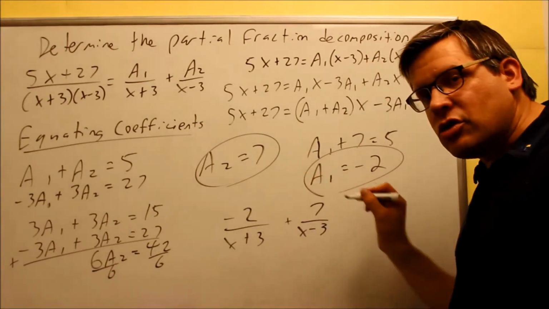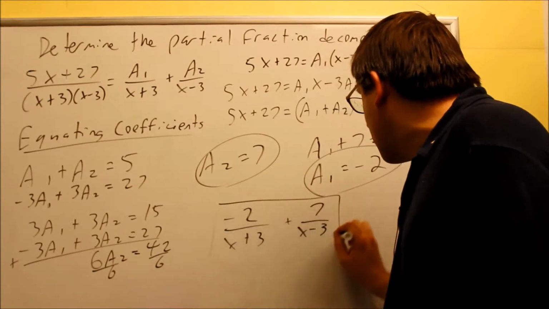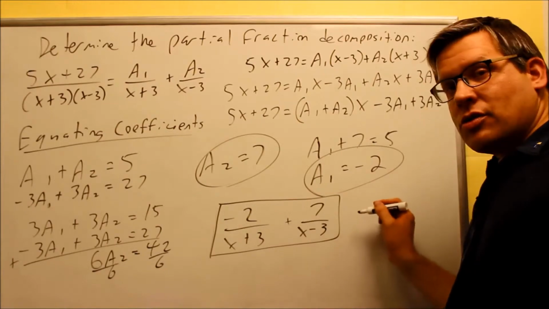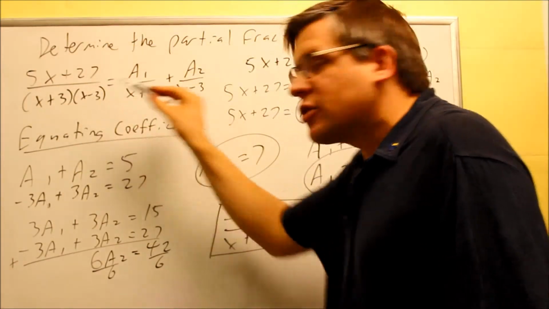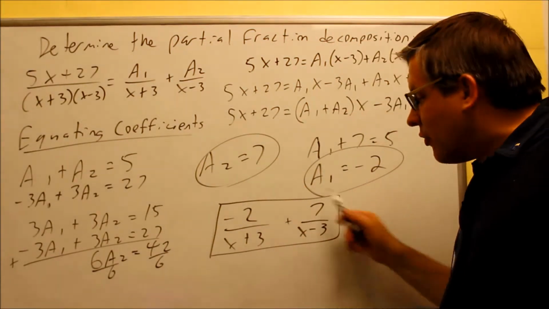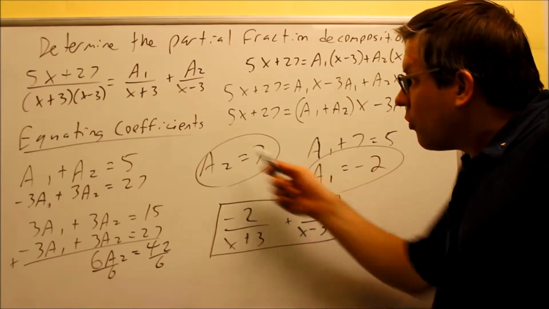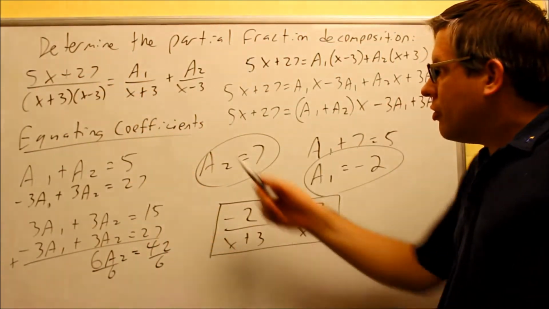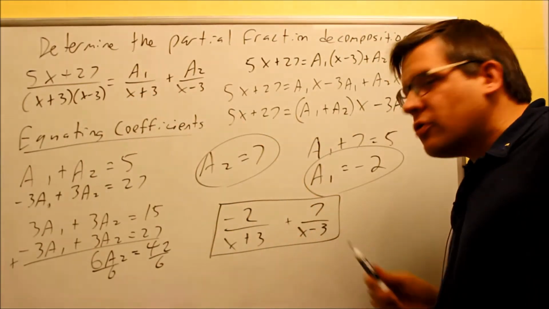It doesn't matter, we could switch the order on these, and that's 7 over x minus 3 minus this term. That doesn't matter, but the main thing is our answer is written as the two fractions. So we took the original one here, 5x plus 27 over x plus 3 times x minus 3, and we broke it up into these two fractions. If we took these two fractions and added them together with common denominators, we would go back to where we started. So all we're doing is taking the combined fraction and splitting it up into two separate fractions.